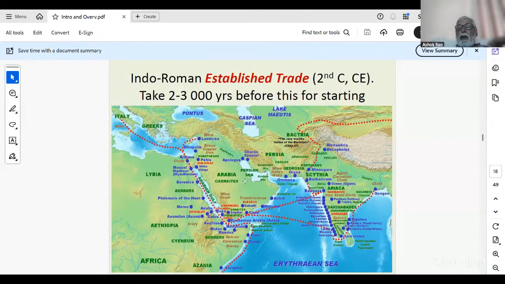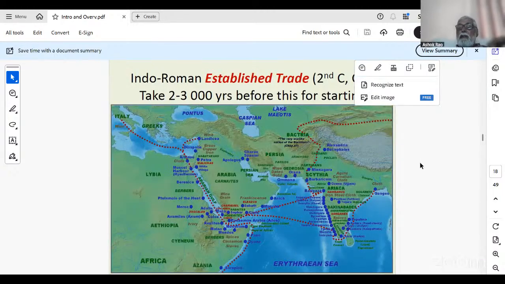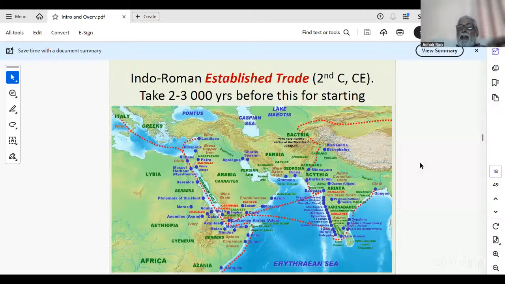What is it that they brought? Very little. What is it they took? Plenty. We will see what they were taking. Okay. So this is a very mature situation. Before that, it looked like this.